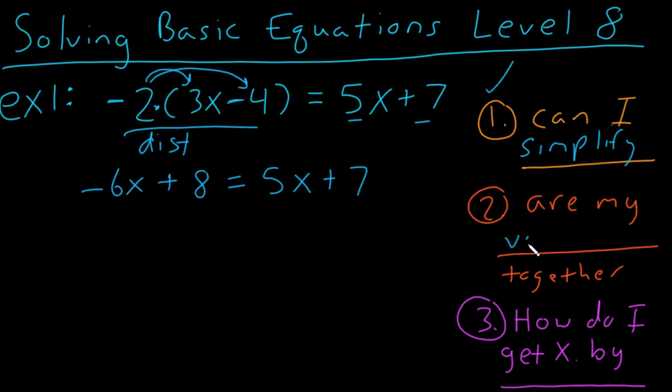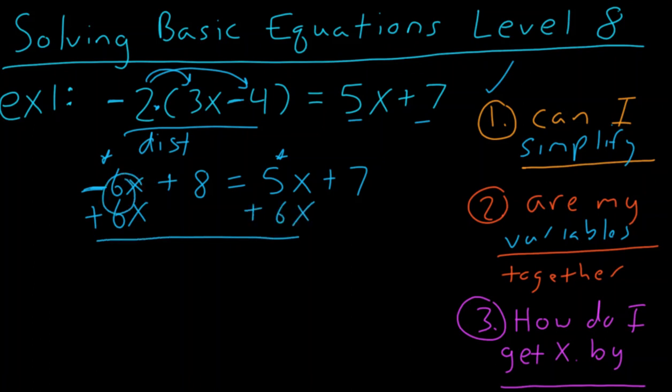Are my variables together? I see the negative 6x here, I see the 5x there, so the answer is obviously no. And remember, when we have variables on both sides, it's a better idea to move the smaller one. A negative is actually smaller than a positive, so how do you get rid of negative 6x? Well, you need a positive 6x. And what we do to the left, of course, we're going to do to the right.